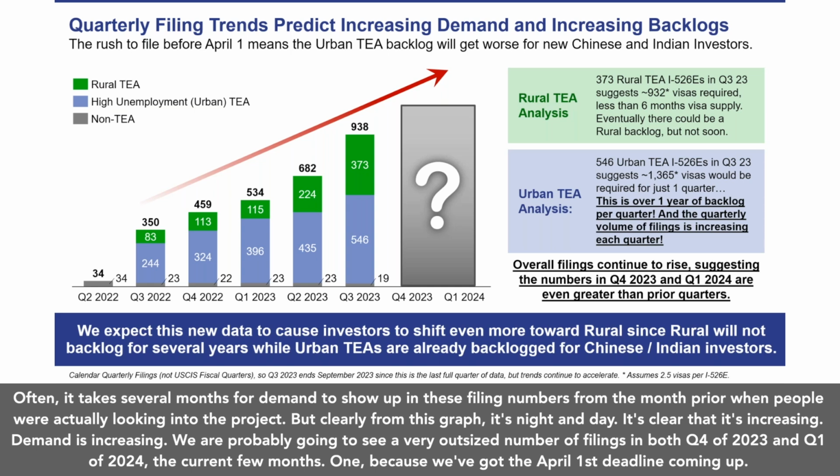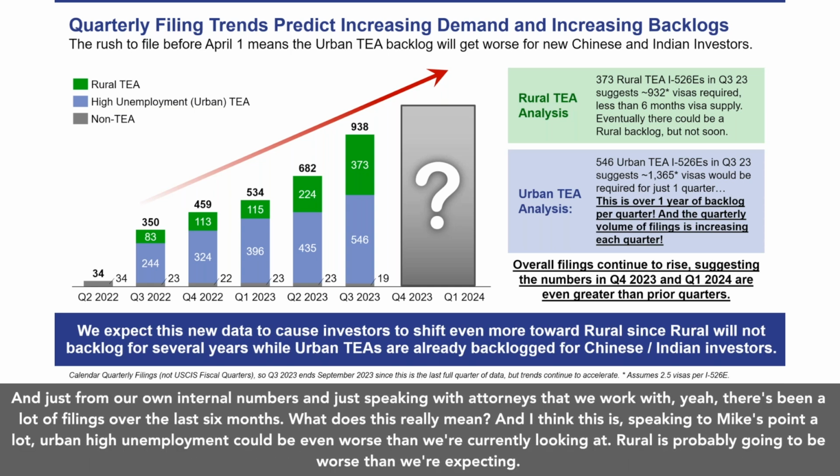Demand is increasing. We're probably going to see a very outsized number of filings in both Q4 of 2023 and Q1 of 2024, the current few months. One, because we've got the April 1st deadline coming up, and just from our own internal numbers and speaking with attorneys that we work with, there's been a lot of filings over the last 6 months, right? What does this really mean? And I think this is speaking to Mike's point a lot.